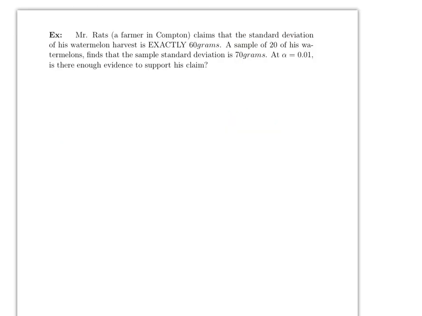Okay, the first example says the following. Mr. Ratz, a farmer in Compton, claims that the standard deviation of the watermelons is exactly. So remember, exactly is a key word to say there's going to be both or two tails. So both means the right and the left. So you're going to need the right and the left side.